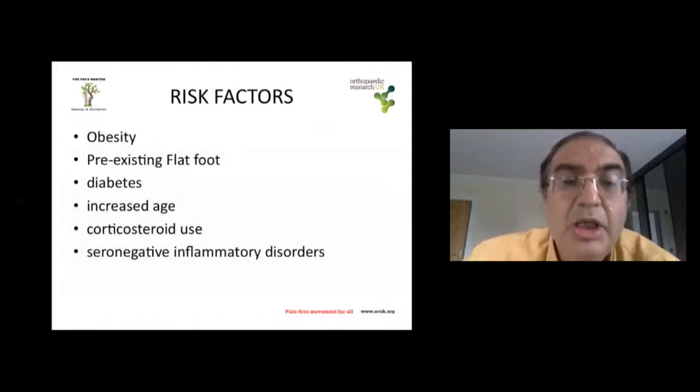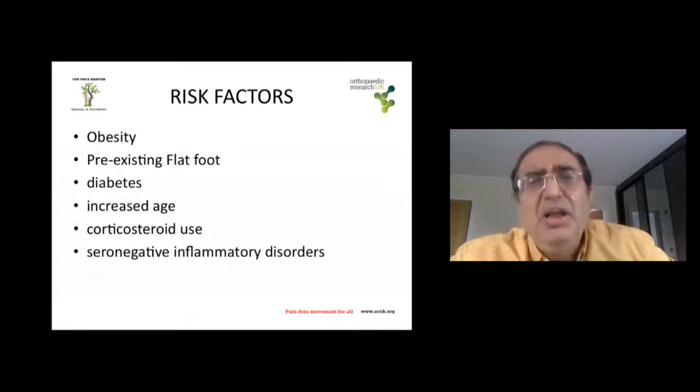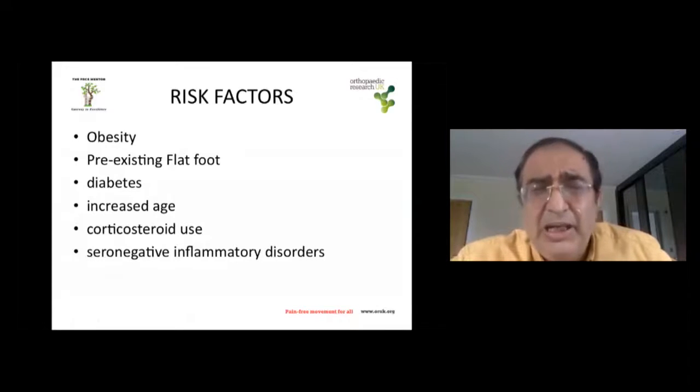So the risk factors of tibialis posterior insufficiency: it is generally in the fifth and sixth decade of life, and usually in obese ladies; it is very common in females. Pre-existing flat foot is a risk factor. Diabetes, corticosteroid use, and sometimes seronegative inflammatory arthropathy.